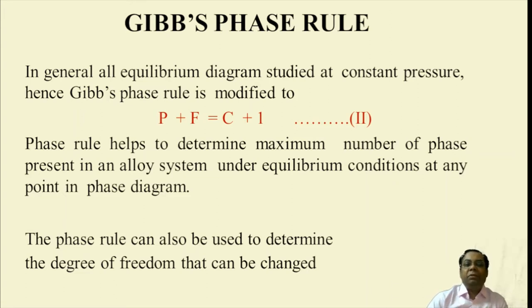Now this phase rule helps to determine the maximum number of phases present in an alloy system under equilibrium conditions at any point in the phase diagram. The phase rule can also be used to determine the degrees of freedom which can be changed or altered.